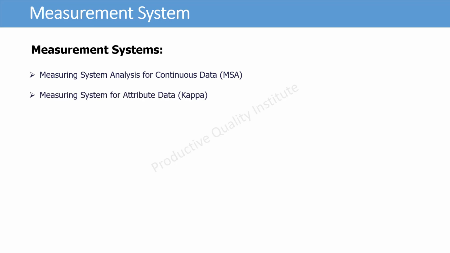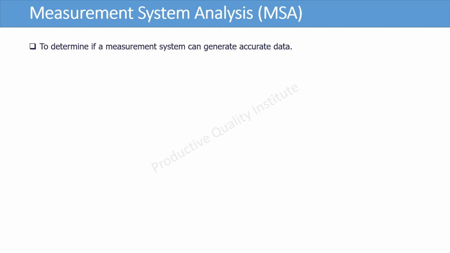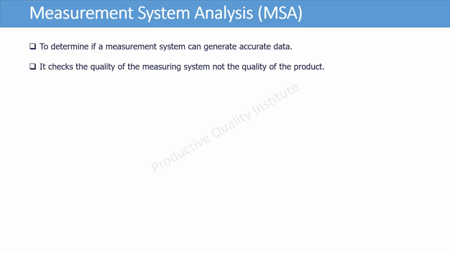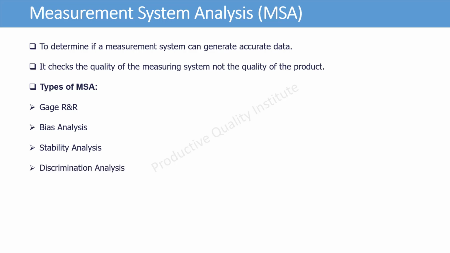The measurement systems analysis is divided in two sectors: measuring system analysis for continuous data, MSA, and measuring system for attribute data, kappa. We will perform the measurement system analysis to determine if a measurement system can generate accurate data. It checks the quality of the measuring system, not the quality of the product. Types of MSA are gauge R&R, bias analysis, stability analysis, discrimination analysis, kappa analysis.